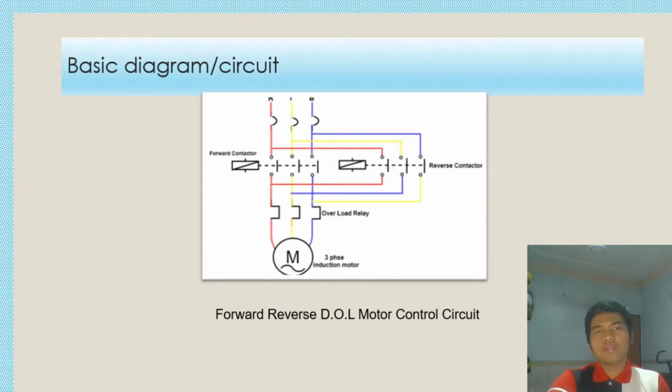This is an example of a basic circuit diagram for the forward and reverse direct online motor starter. The first picture shows us the forward reverse direct online motor control circuit. As you can see, the forward contactor is located on the left side. The reverse contactor is located on the right side. There is also a 3-phase induction motor.